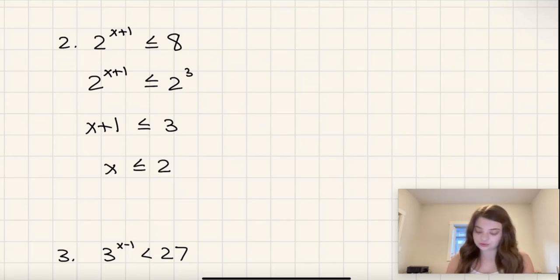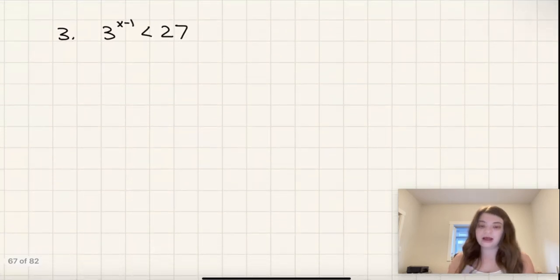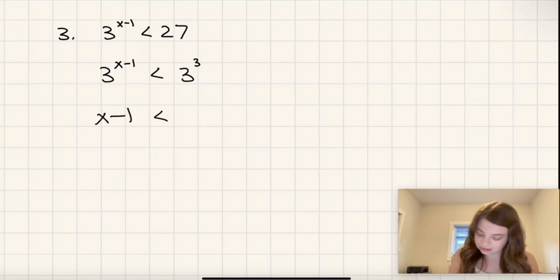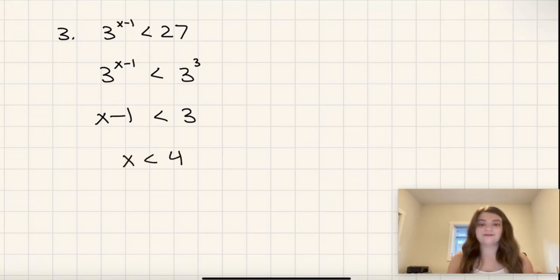The third one is pretty similar to that as well. I noticed that 3 cubed is equal to 27, so I can rewrite this as 3 to the power of x minus 1 is less than 3 cubed. That means that x minus 1 itself is less than 3, because we can get rid of both bases here. And then I'm going to add 1 to both sides. And when I do that, I get that x is less than 4, and that's the final answer for that one.